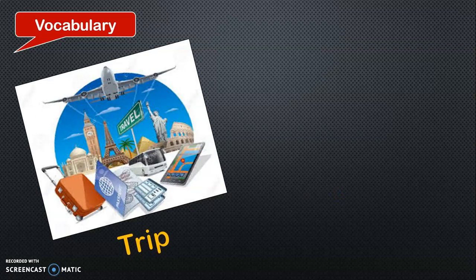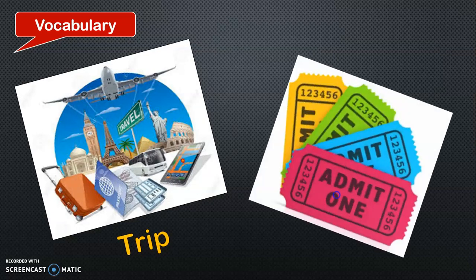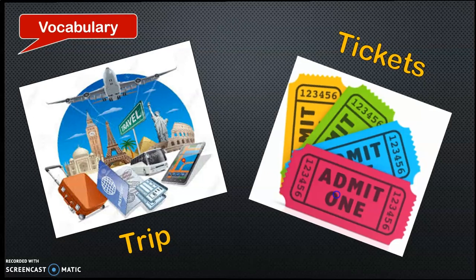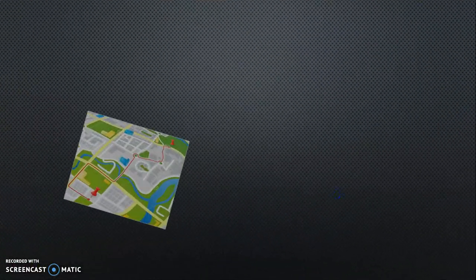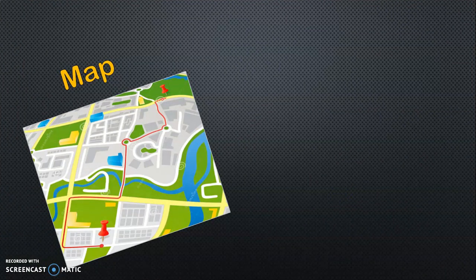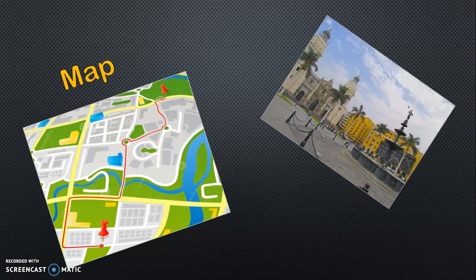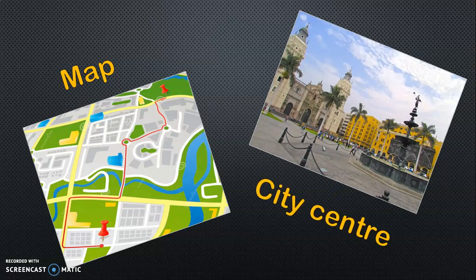Trip. Tickets. Yes, when you go to any place, you need to buy some tickets to go there, no? Tickets, okay? Yes, that's it. Okay, let's continue. Map. Also, when you go to any place, you need a map. Okay, that's it. All right, this is the city center.